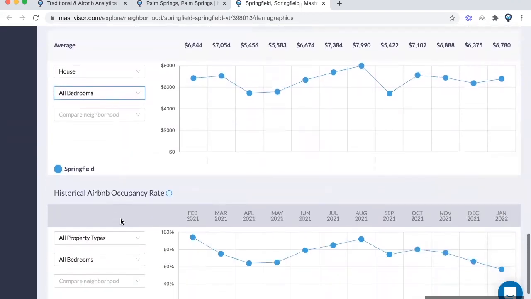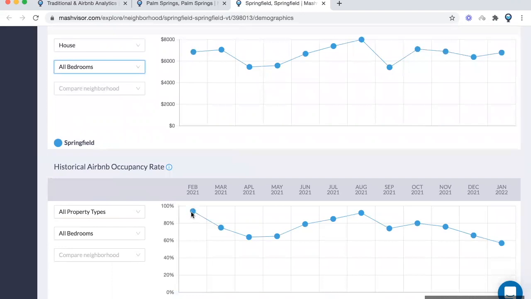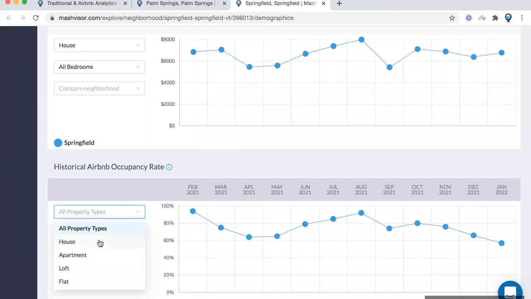And there's a graph below it for occupancy rate. What's the occupancy rate for all of the properties over the last 12 months? So it looks like it starts to drop in these months, and it starts to go back up during the summer months. Yep. You can filter that based off property type.